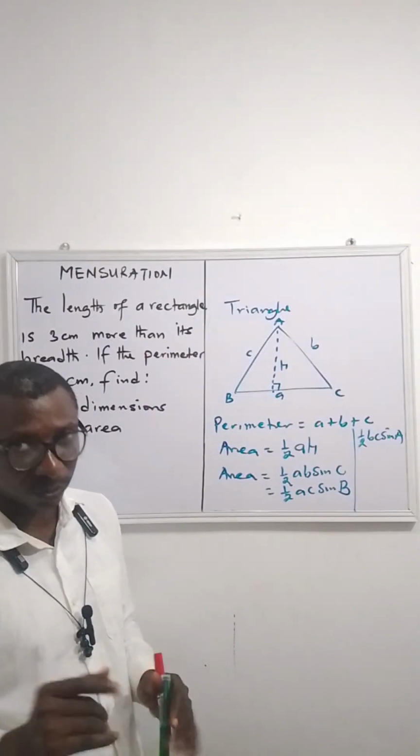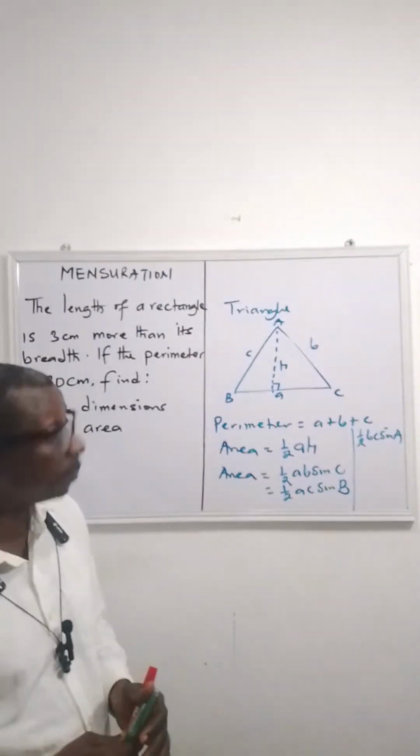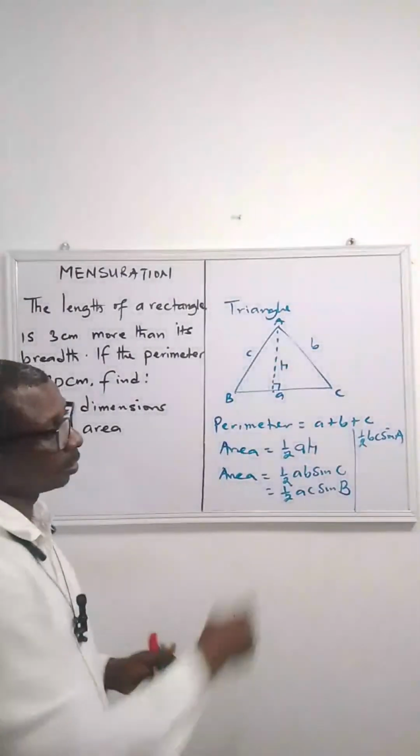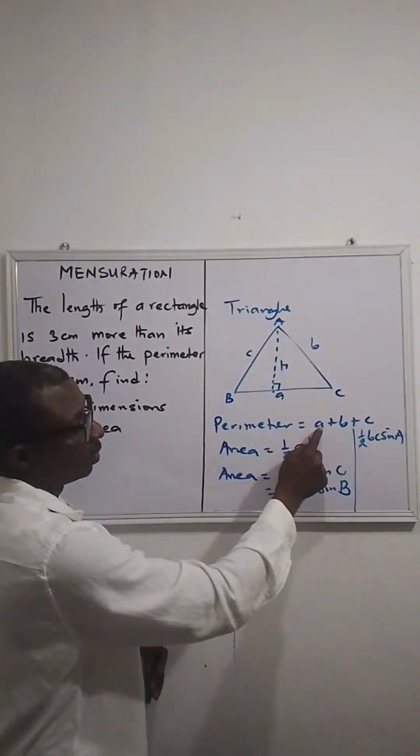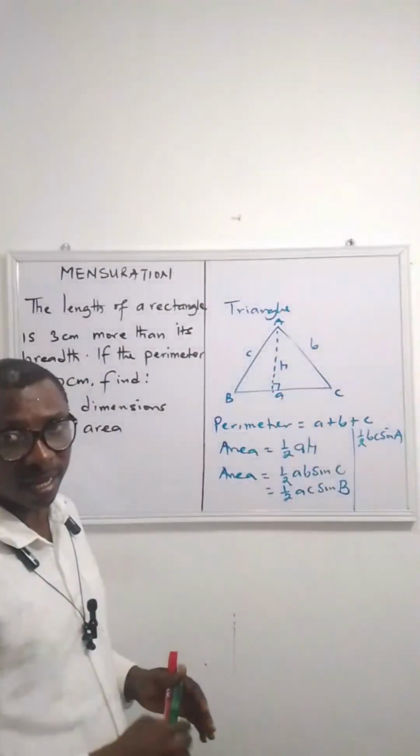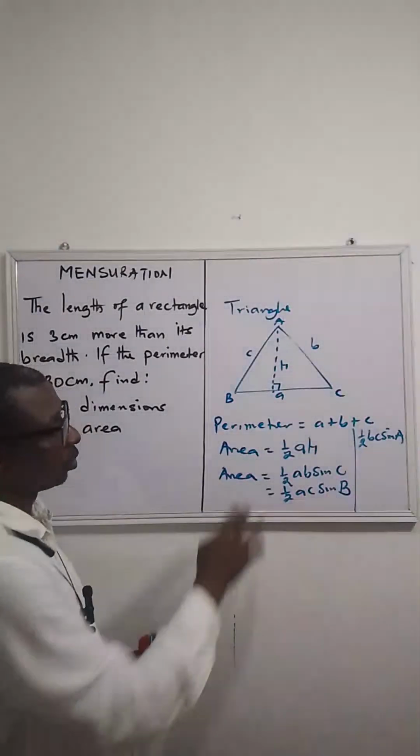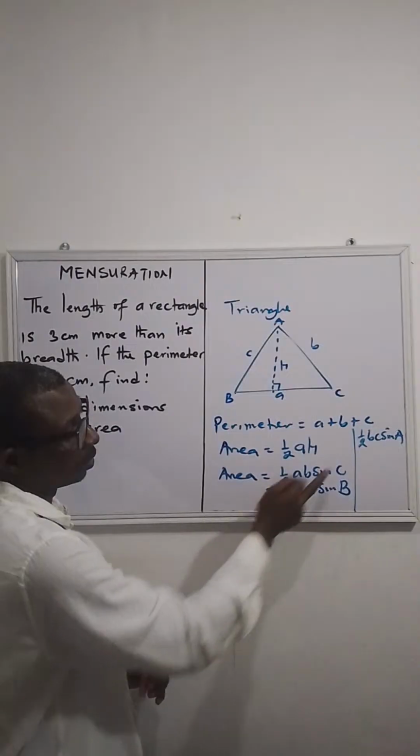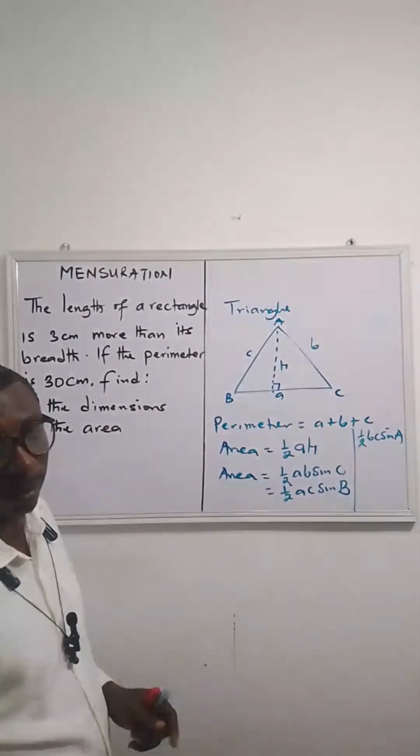Okay, so now let us go into today's problem. Don't forget, write this somewhere in your notes. The perimeter of a triangle is A plus B plus C, where A, B, C are the sides of the triangle. We have the area to be this, so either this or this or this or that.